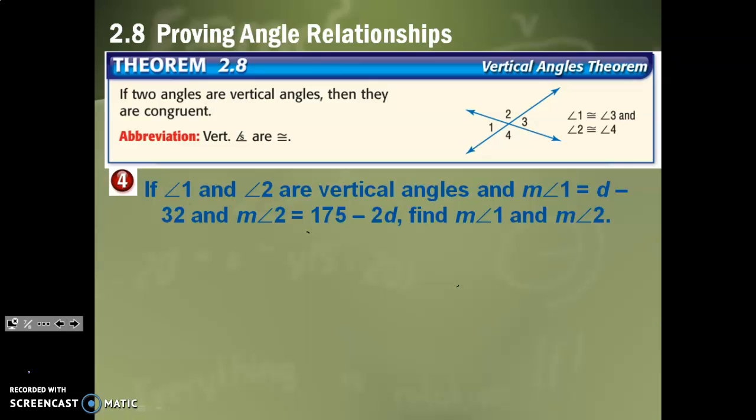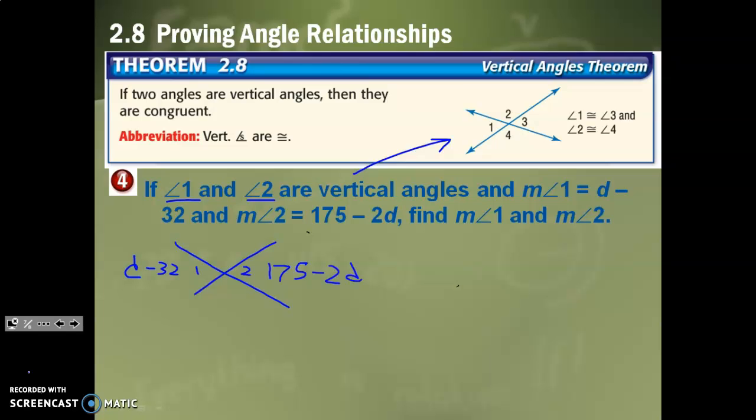So, vertical angles. Remember vertical angles? What do we know about vertical angles? Vertical angles are always congruent. Even though, I apologize, this is saying 1 and 2, it really has nothing to do with this drawing up here. So we'll just draw our own. We'll say angle 1 and angle 2. Angle 1 is D minus 32, and angle 2 is 175 minus 2D.